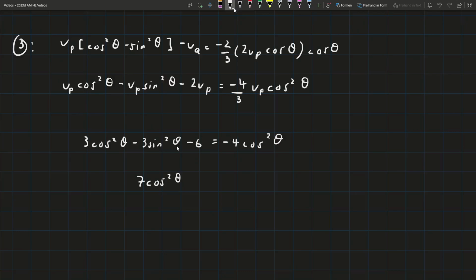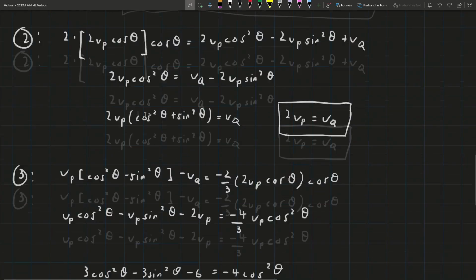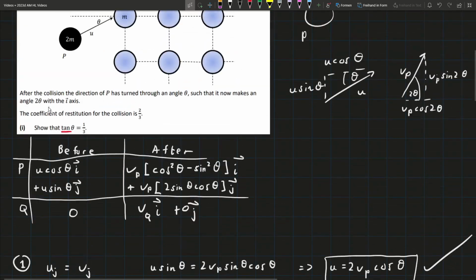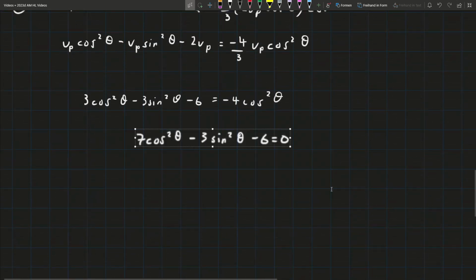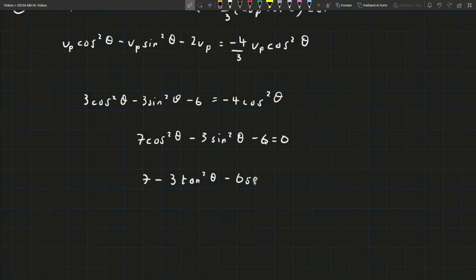I guess we could bring the sine squared to the other side. It doesn't really matter. We'll just leave them all on the left side. Minus 3 sine squared theta minus 6 equals 0. Now, since we're looking for tan theta, if we divide by this cos squared theta, it'll help us out, and you'll see why now. So then we'll get 7 minus 3 sine squared over cos squared, which is just tan squared theta. And then 6 over cos squared, that's the same as saying 6 sec squared theta equals 0.